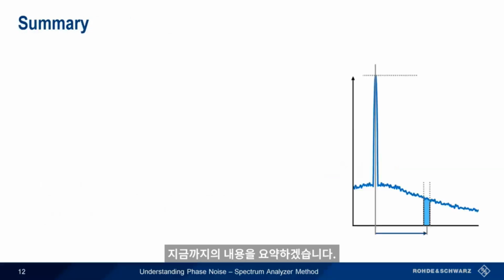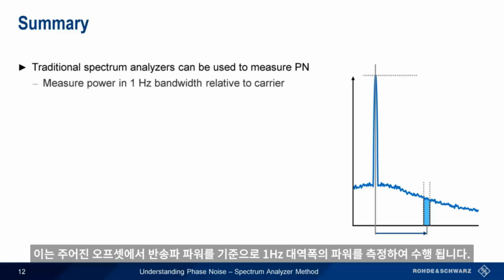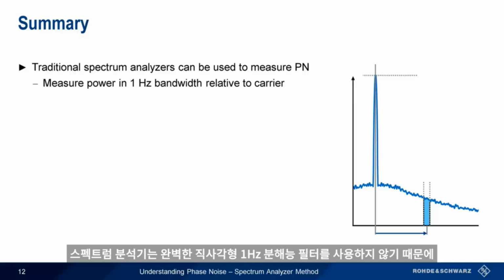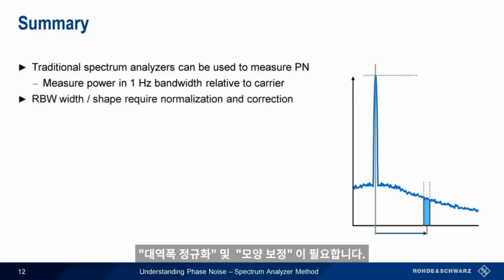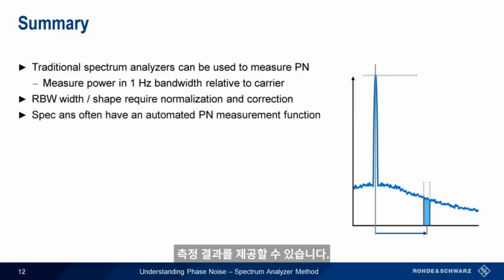Let's end with a brief summary. Traditional general-purpose spectrum analyzers can be used for making phase noise measurements. This is done by measuring the power in a 1 Hz bandwidth relative to the power of the carrier at a given offset. Since spectrum analyzers don't possess a perfectly rectangular 1 Hz resolution bandwidth filter, bandwidth normalization and shape correction are required. These are normally automatically handled by the instrument, either in the form of a noise marker or as part of an automated phase noise measurement routine.